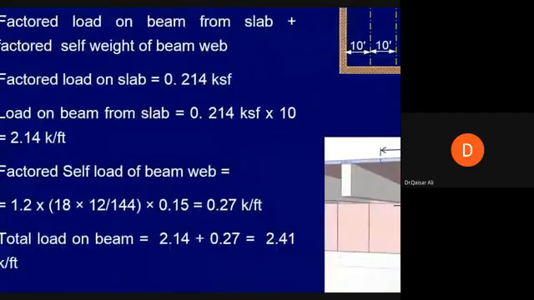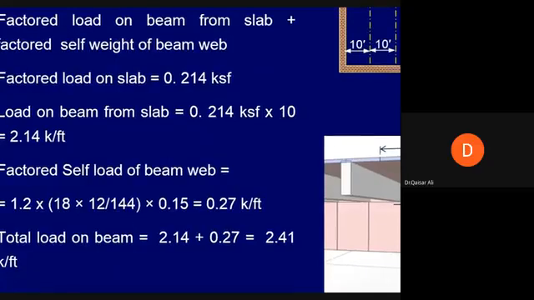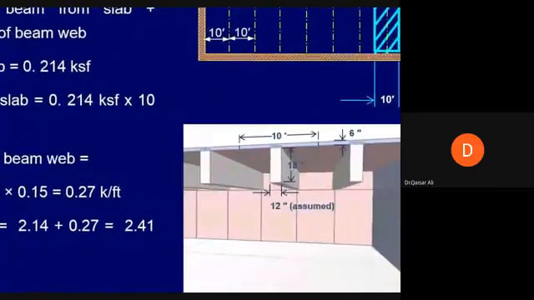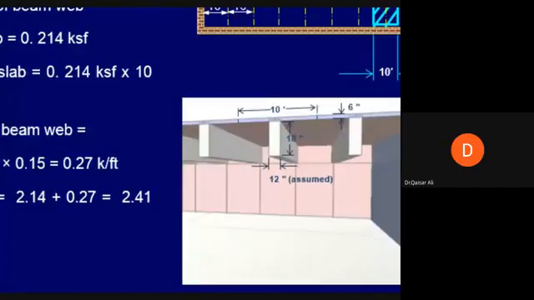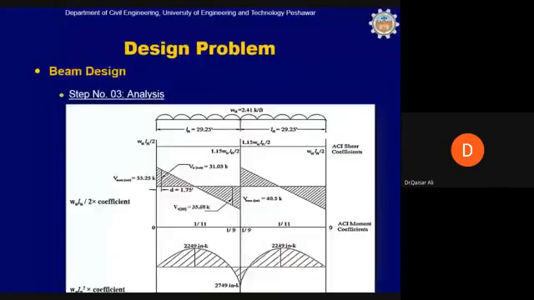12 by 18 divided by 144 into 0.15. This will give you kip per foot load. Multiply by 1.2 to make this factored load. This will become 0.27 kip per foot. The total load on the beam will become 2.41 kip per foot, which will be assigned as UDL on this beam.